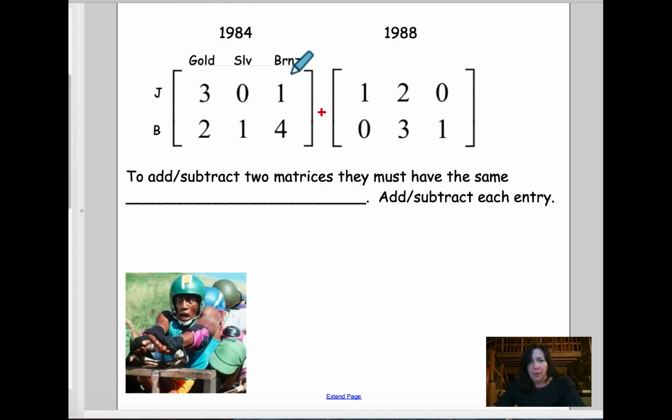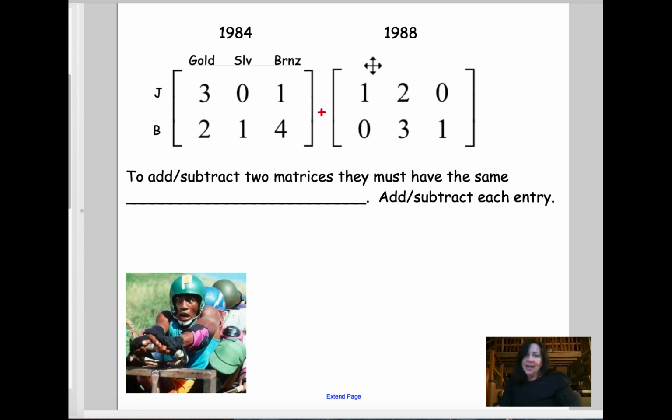So again, this problem has to do with what you see in here. This was from the 1984 Olympics, bobsled ride, and that was just like a movie that came out with that. But regardless, in 1984, we had Brazil and Jamaica. Jamaica had 3 golds, 0 silvers, and 1 bronze. And Brazil had 2 gold, 1 silver, and 4 bronze.